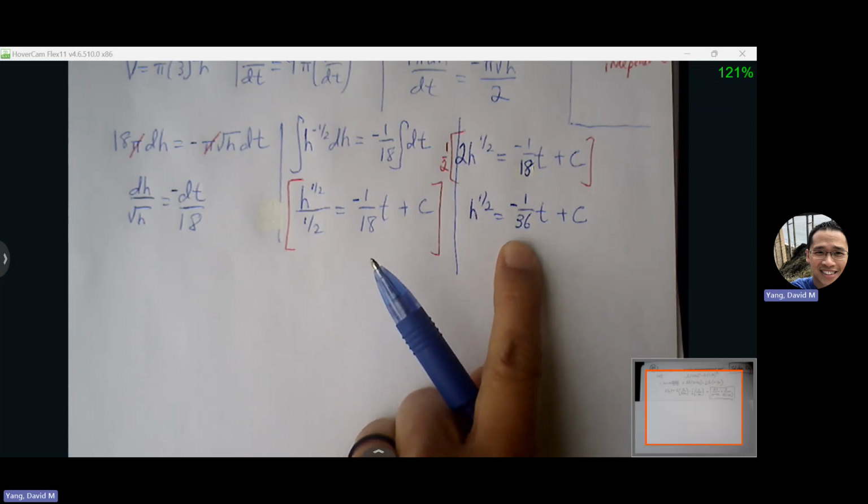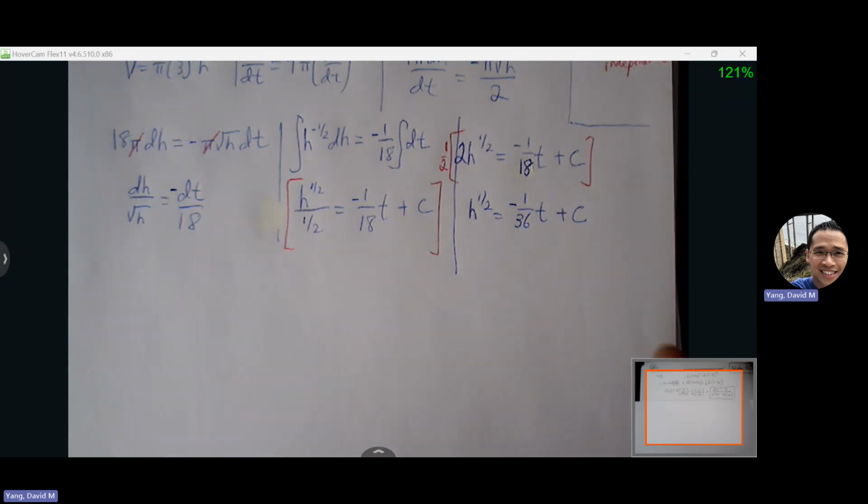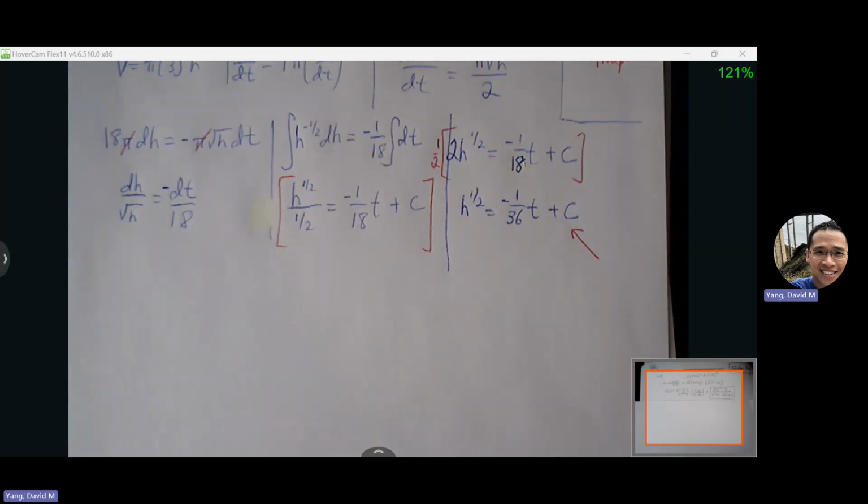This is, for me, a fairly clean stage to just go ahead and take care of my C value. So I'm going to plug in my ordered pair here. They do give me an ordered pair of 0, 9. We know that at h equals 9, t equals 0.